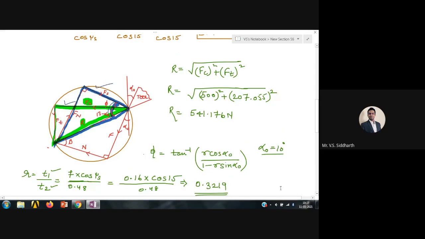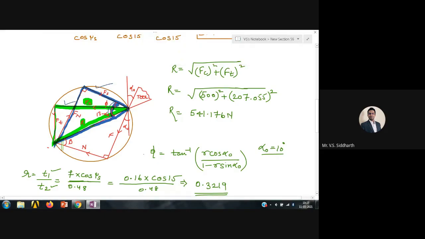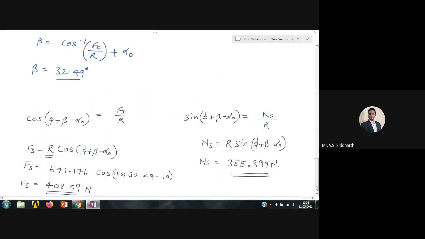Now you tell me, can you calculate the friction force? You already know the value of the resultant. You know the angle beta. So what you have to do is apply sine theta. F by R equals sine beta. So you can easily calculate the value of F. N by R equals cos beta. Calculate and tell me what is the value of the friction force and the normal to the friction force.